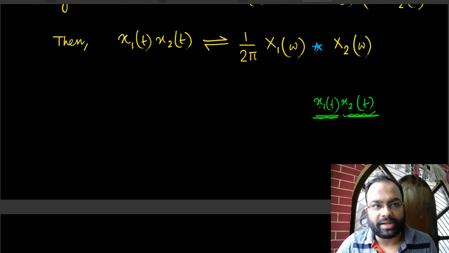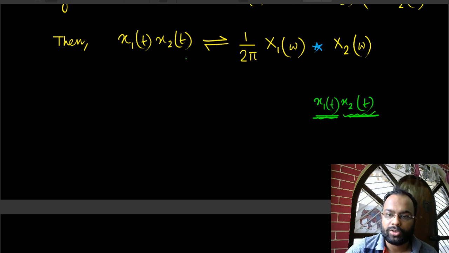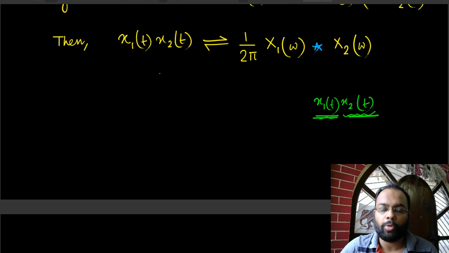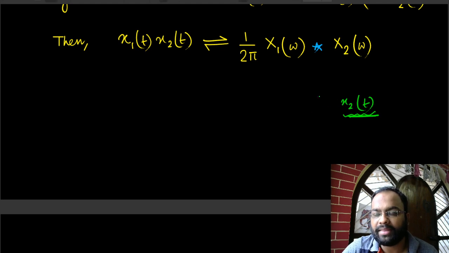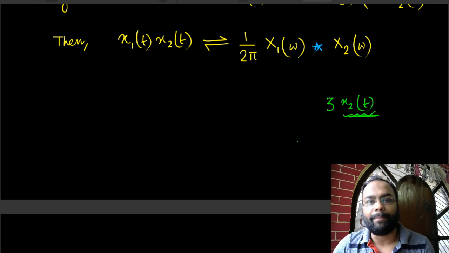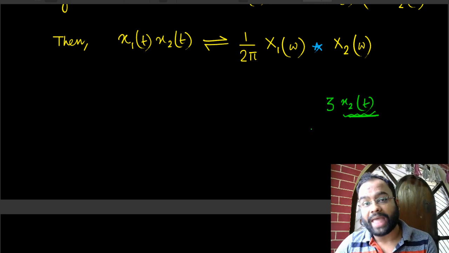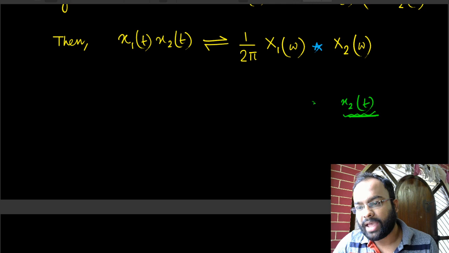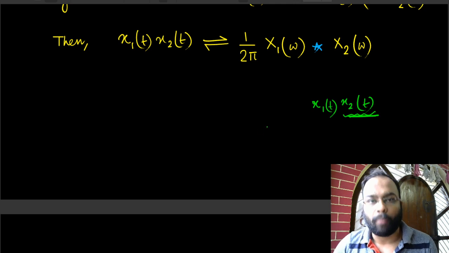In very simple terms, modulation is nothing but the product of two signals. When you multiply two signals, it's called modulation. If you just multiply a signal with a scalar quantity, say for example 3, that would be an amplitude scaling. But when you do that amplitude scaling by multiplying with another signal, then it becomes something called modulation.